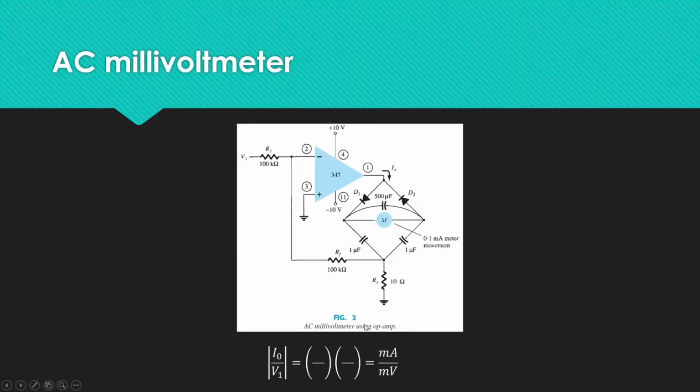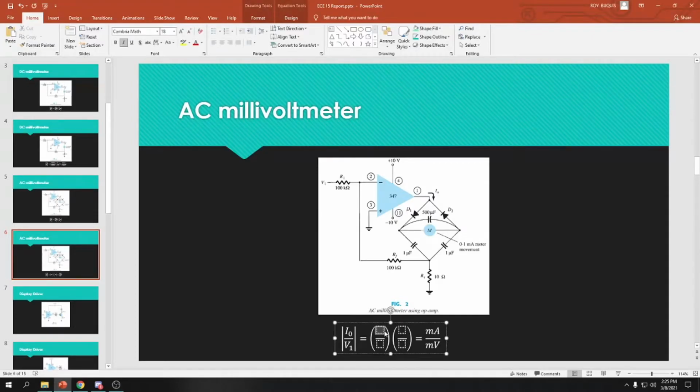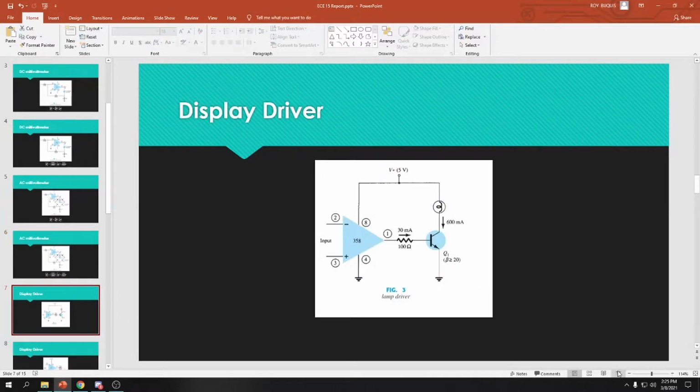So, same as what we had earlier, RF and R1 are just the same, so 100 kilo divided by 100 kilo multiplied by 1 over Rs, where Rs is 10, and this can be cancelled out, so we are left with 1 over 10, so 1 milliampere over 10 millivolts. So both DC and AC millivoltmeters have the same circuit transfer function, but they do actually differ in signal handling.